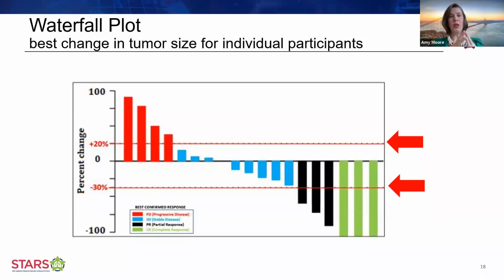Here we've broken out patients and their tumor size by color. In the case of the red bars, each of which represents an individual patient, we have progressive disease because it's more than a 20% increase. Then in blue, those bars fall between the 20% increase and the 30% decrease, meaning they have stable disease. Next, we have the black bars, which have more than a 30% decrease, indicating a partial response. And finally, in green, the home run, complete response, because there's a 100% decrease, or disappearance, of the target lesions. With that orientation, let's look at a real world example. Next.